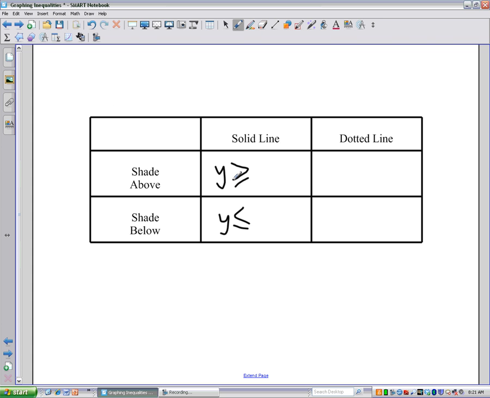All right. So then the question is, what's this dotted line about, and how do we know when to use it? Well, shading above is still going to work the same way. So we're going to go that way.